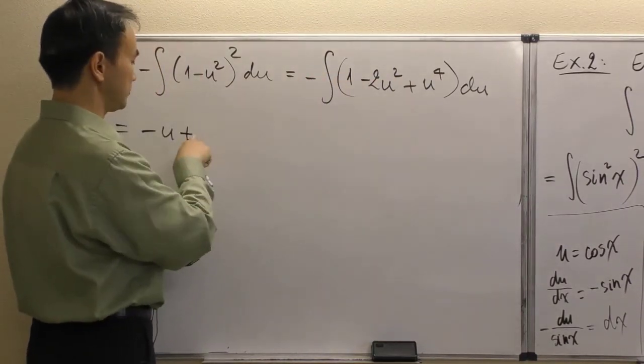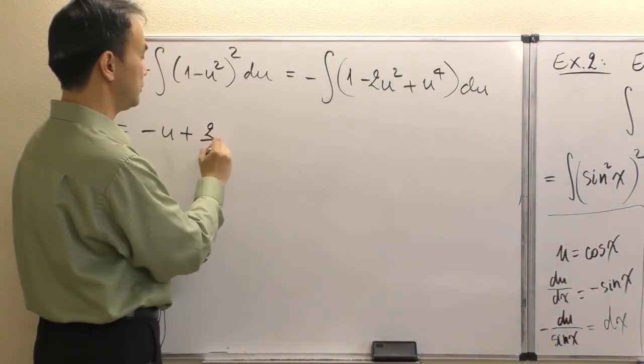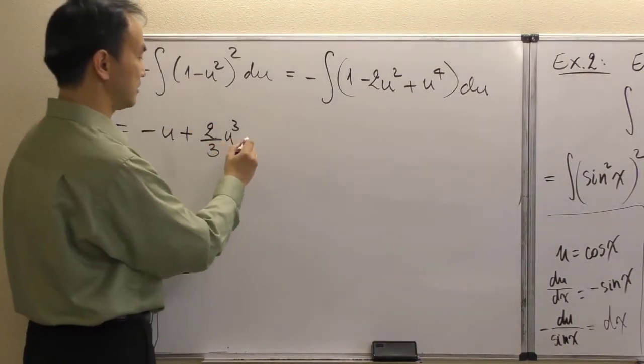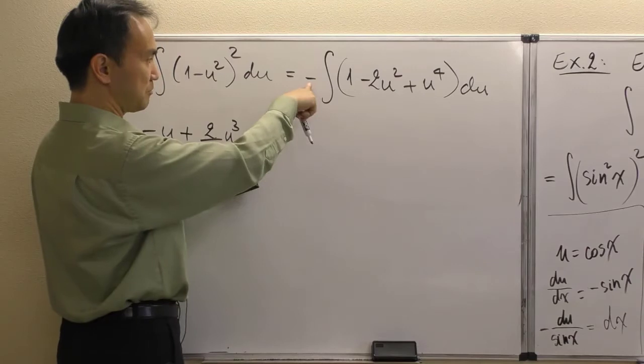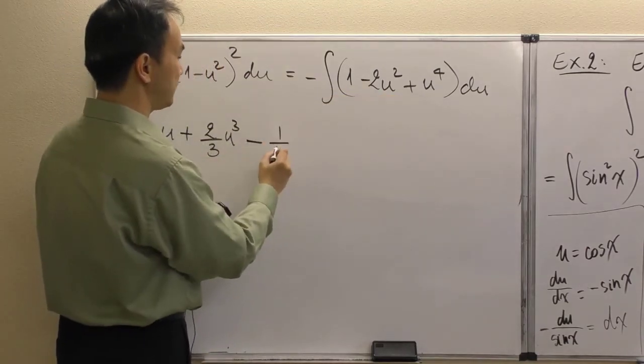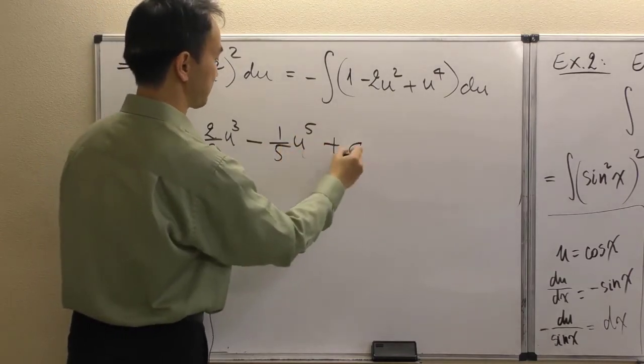So now it becomes 2/3 u cubed. Okay, and then now it's going to be a subtraction, because the minus sign with that plus sign is a subtract. So now 1/5 u to the 5th power, and then plus c.